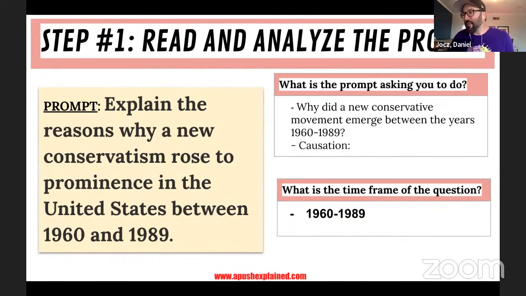Here's what I think is hard about this question, and it really challenges students: the time frame. 1960 to 1989 actually goes through 2 different periods in AP US history. One of the things I've noticed over the last couple of years is I think partly the College Board is worried about cheating.